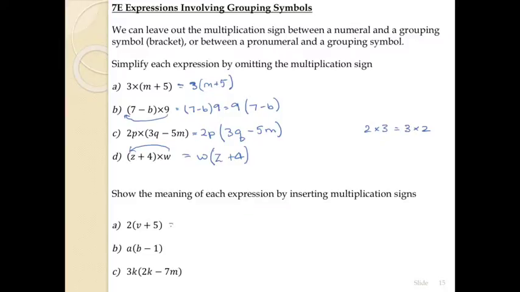So what we get is 2 multiplied by v plus 5. And here with the a, we get a multiplied by brackets b minus 1. And in the third one, we get 3k multiplied by 2k minus 7m. So you can see very easily that all we're doing is inserting that multiplication sign.